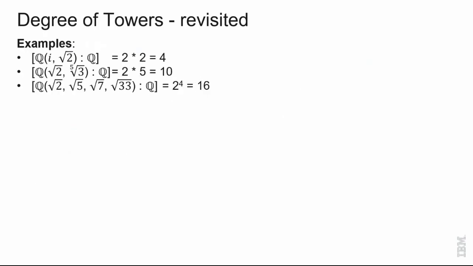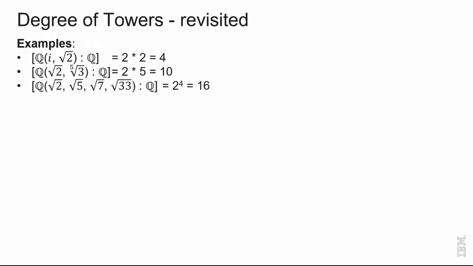Let's see some examples of this new phrasing of the Tower law. If you take Q adjoined i and the square root of 2 using just coefficients from Q, we just saw that this has to equal 4, because the degree of the minimal polynomial of i has to be 2, it's x squared plus 1. The minimal polynomial of the square root of 2 also has degree 2. So the degree of the whole extension must be 4. Let's take a look at the second example.